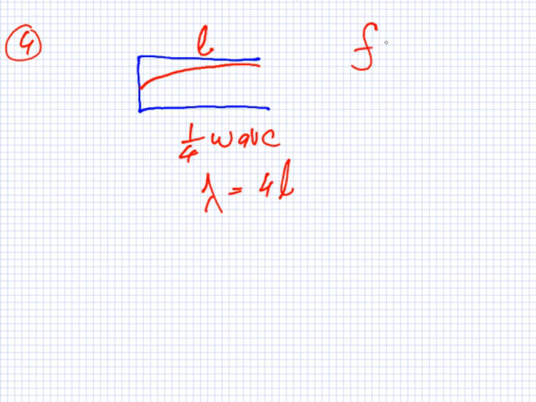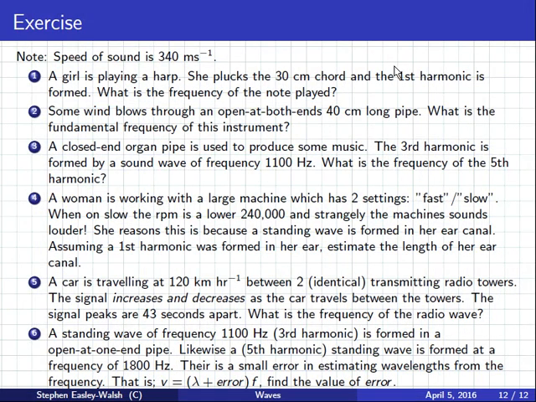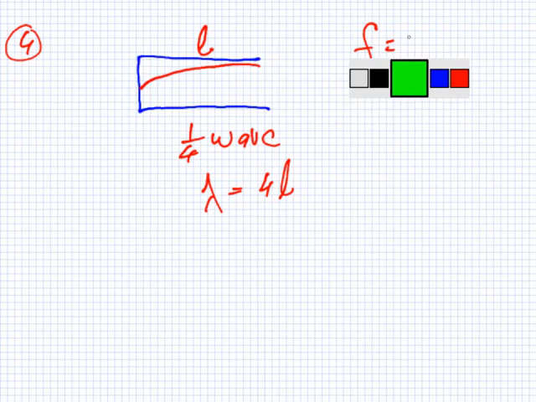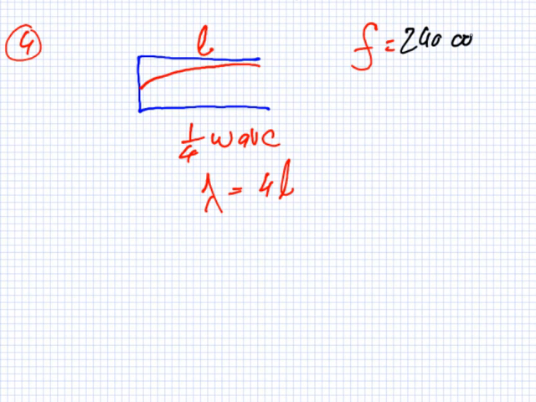Now the frequency, I actually give it to you, it's 240,000 RPM. That's rotations per minute. So how can I get that per second? Very good. So I get 4,000 hertz.